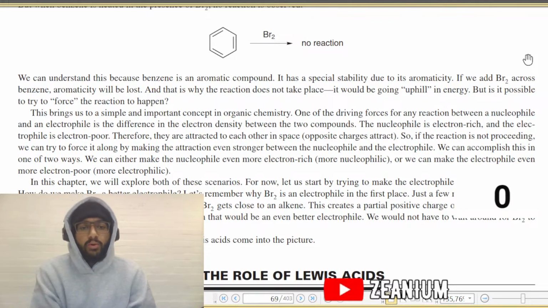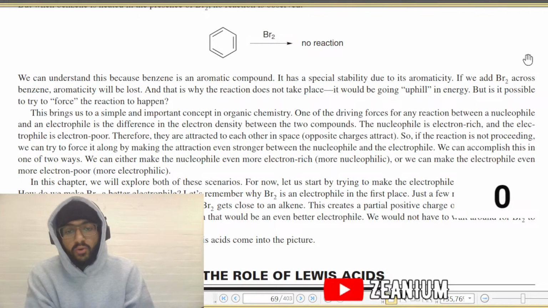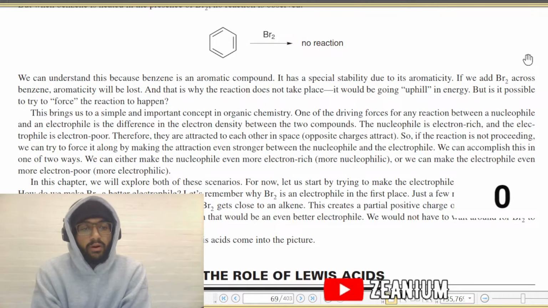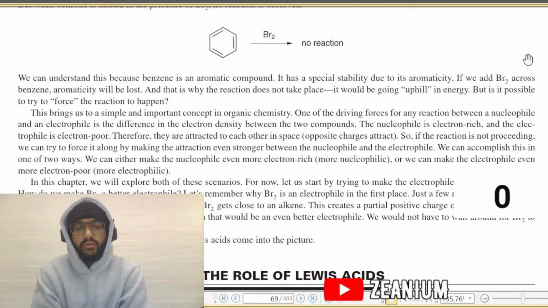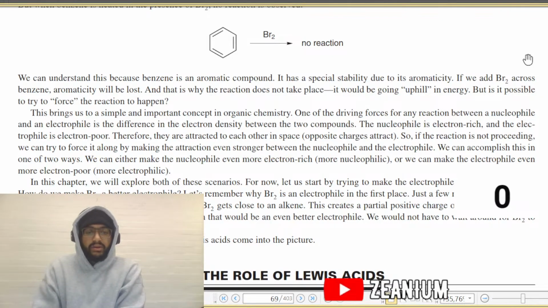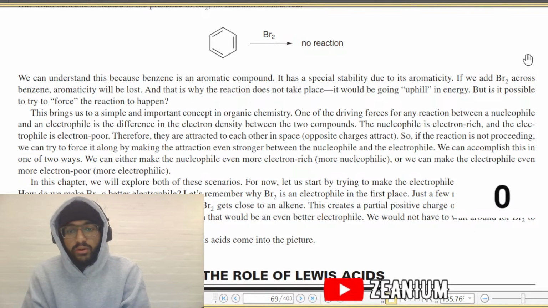Let's remember why bromine is an electrophile in the first place. Just a few moments ago, we saw that an induced dipole moment is formed when bromine gets close to an alkene. This creates a partial positive charge on one of the bromine atoms. Clearly, if we had Br plus instead of bromine, that would be an even better electrophile. We will not have to wait around for bromine to become slightly polarized. But how do we form Br plus? That's where Lewis acid comes into the picture.